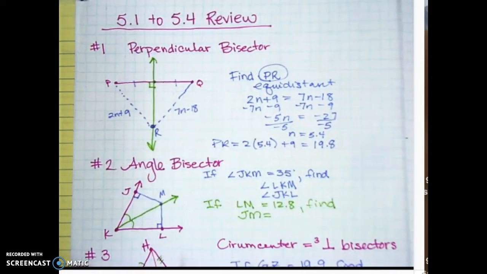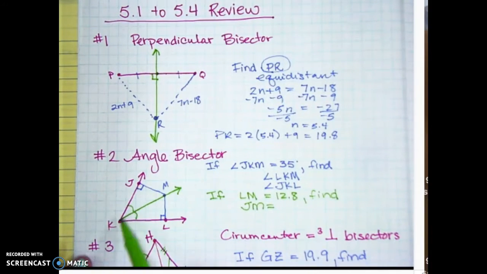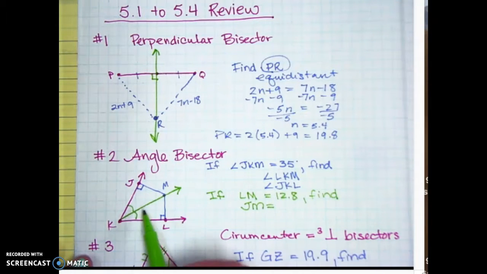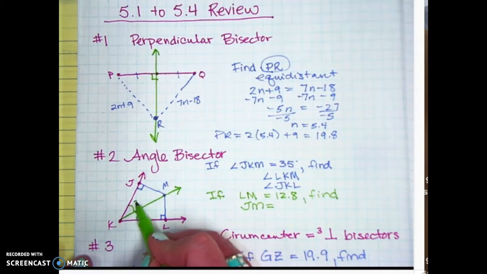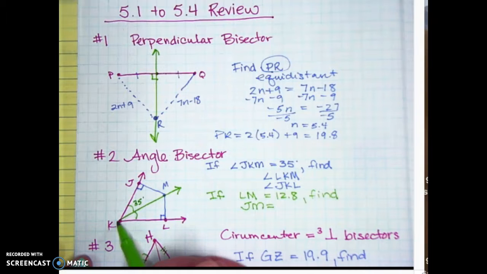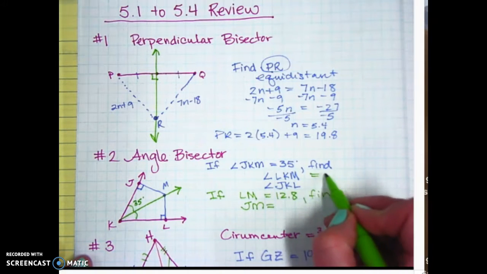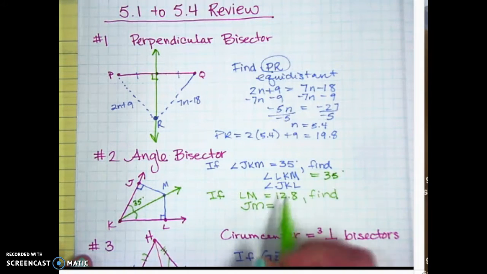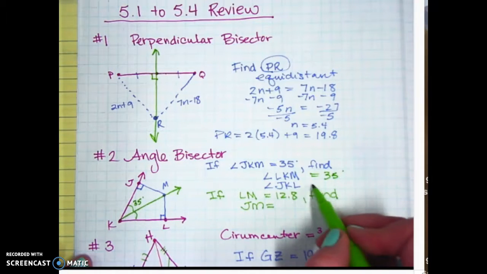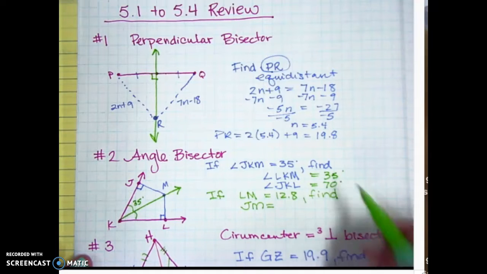Now we're looking at an angle bisector. So angle JKL, we bisect it in half, which creates two congruent angles. So if JKM is 35, here's JKM, if that's 35, what is LKM going to be? Here's LKM, it's going to be the same, so it's also going to be 35. Or you could be asked, what is JKL, the whole thing? So you're going to double it and get 70 degrees.